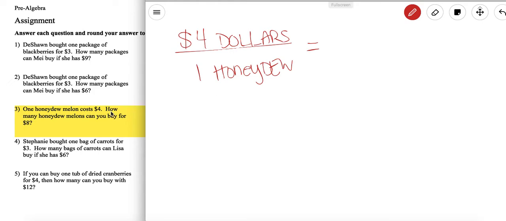Now we're going to read our second sentence. How many honeydew melons can you buy for $8? Again, we know that we have $8. So where should we put it? We should put it on top. Why are we putting this one on top? Because look where we put it in our first proportion. Notice how we put money on the top? You're always going to put money on the top then. Just like last time we had money on the bottom, we're going to put money on the bottom. You should always have them in line. Now remember, how many honeydew? We don't know. So we're going to write x honeydew.